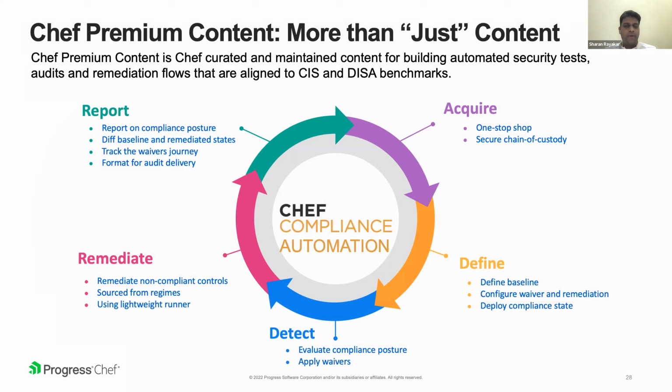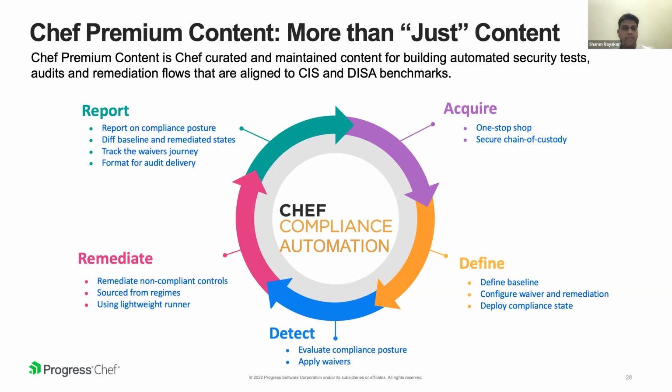And not only do we just provide premium content, we in fact provide you a full cycle in terms of our Chef Compliance automation. We enable you to take the premium content that we provide, choose what you need, waive off what is really not appropriate for you at a particular point of time, and customize the content that we have provided through the policy as code approach. In that way, you are setting a baseline for your organization target system, and you can continuously evaluate that particular baseline.